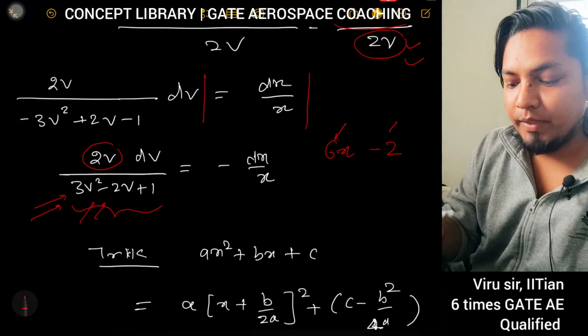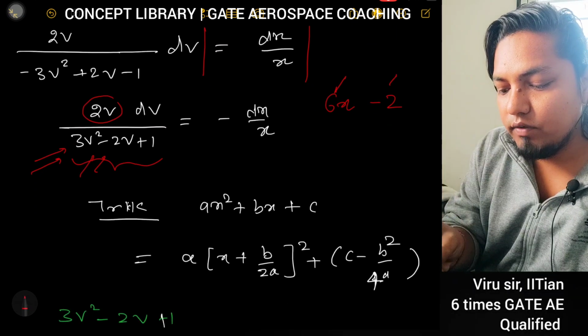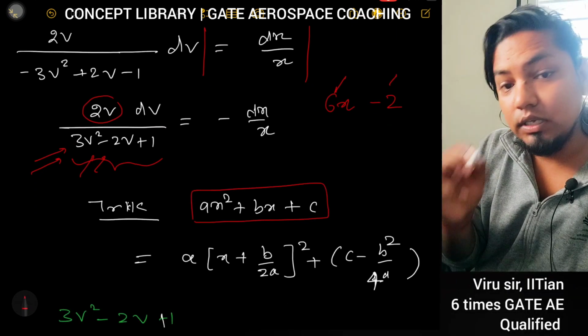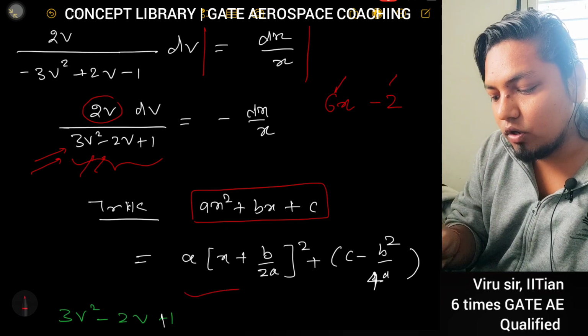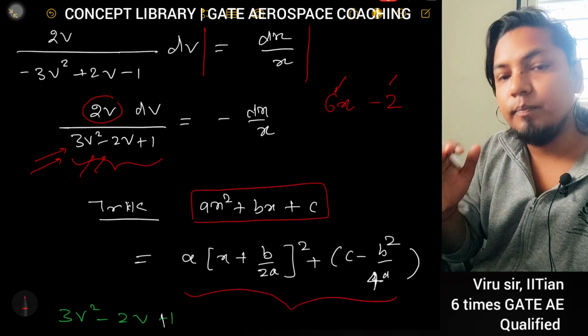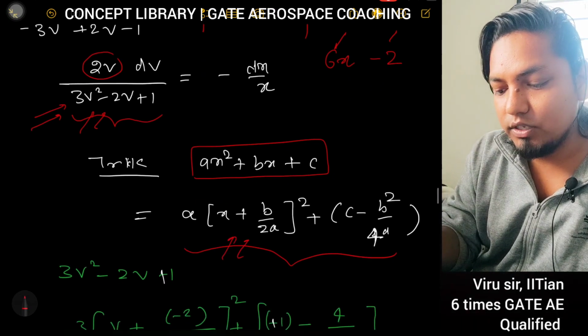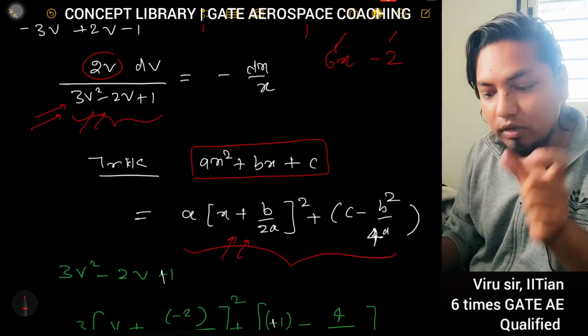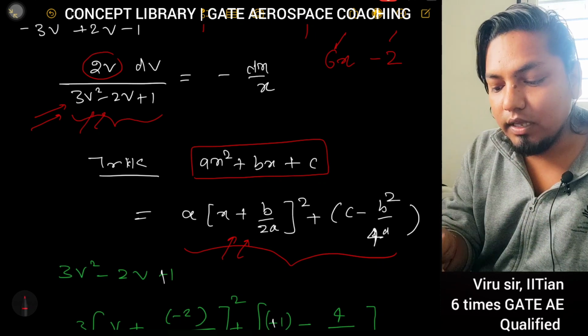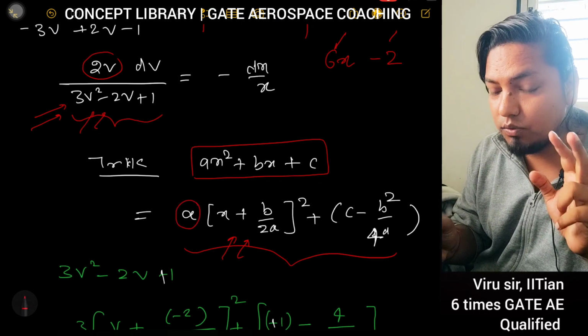Okay, so you know one trick. Whenever you have ax square plus bx plus c, directly remember this formula to split the quadratic equation into a perfect square. So you can see here, this guy became a perfect square. What is the formula? You have 2 terms in that. In the first term, a is outside.